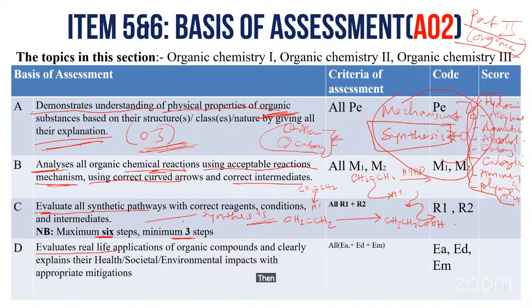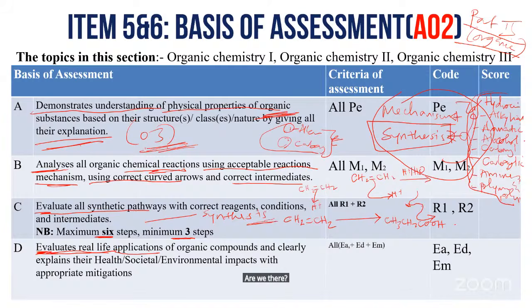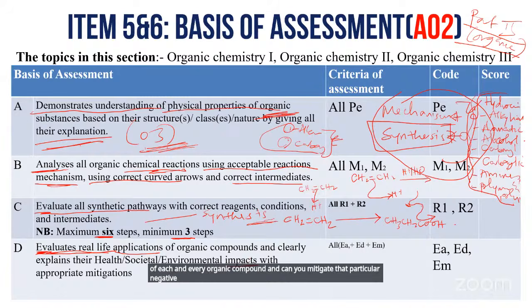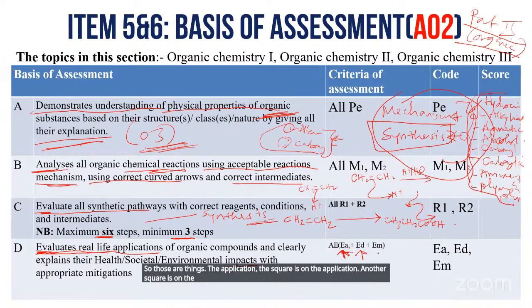Then the task I want to give you, this is the second task, is the evaluation of real-life application. Meaning, if you have talked about alkenes, do you know where alkenes are applied? Can you explain? Are we there? After that, see whether you know the impacts of each and every organic compound, and whether you can mitigate that particular negative impact. So those are the things. One score is on the application, another score is on the danger, and another score is on the mitigation.